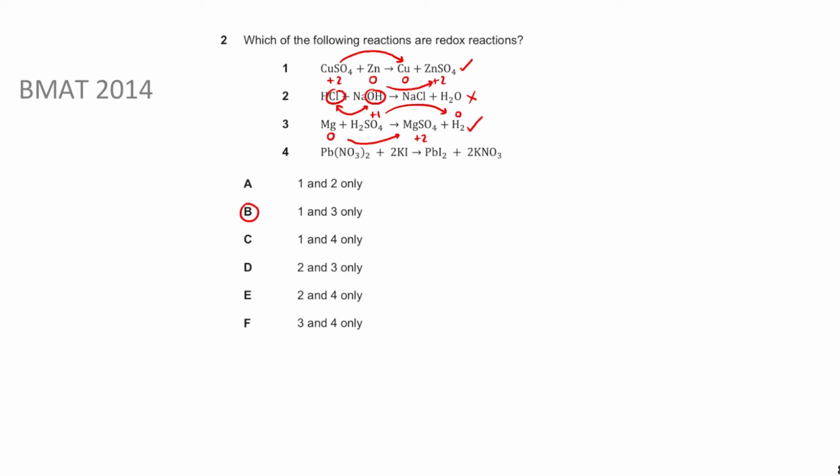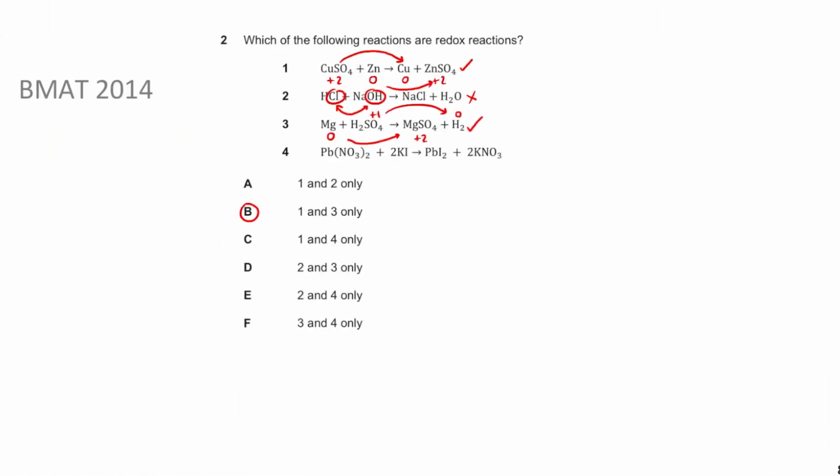So 4, what's happening over here? Let's start with potassium, K. K is +1 on each side, so nothing's happening there. I is -1 on each side, nothing's happening there. NO3 is -2 on each side, nothing's happening there. And Pb is +2 on each side, nothing's happening there. Again, basically what's happening here, guys, is just the I's and the NO3s are just switching, similar to what we have in option 2.